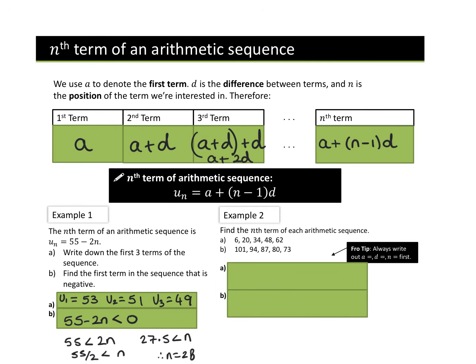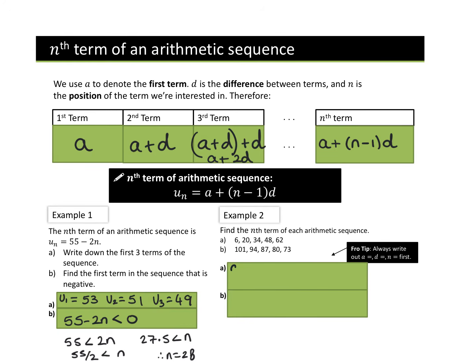Okay, here's a second type of example. This tip is going to save you so much hassle. Now we've been given a sequence, we need to find the formula. Step 1, write down everything you know.